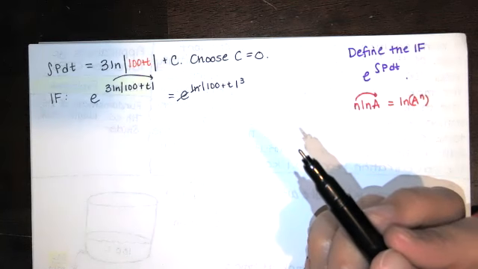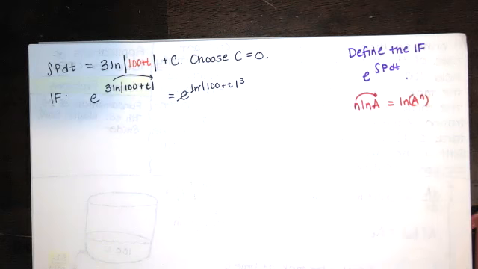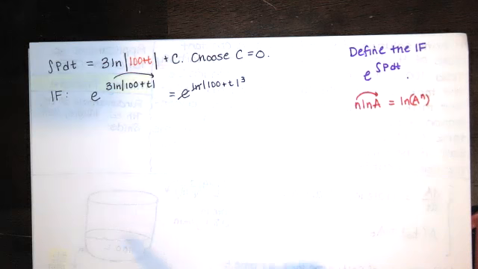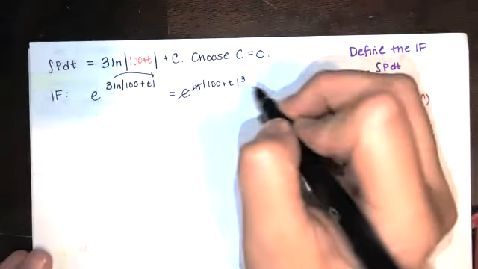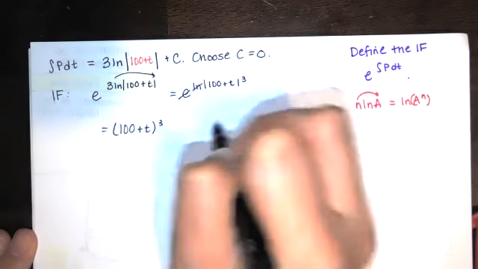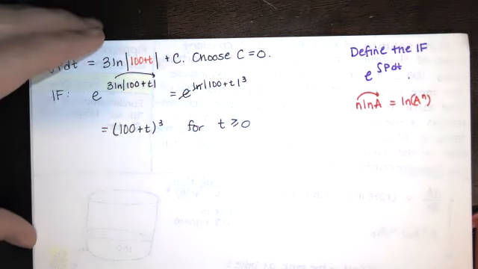Now let's think about the problem here. We are filling a tank with a brine solution starting at t equals 0 and just going on from there. So given the context, t is never going to be negative. t will always be greater than or equal to 0. And if t is greater than or equal to 0, 100 plus t is certainly greater than or equal to 0. So this can simplify to (100 plus t) cubed for our implied domain of t greater than or equal to 0.